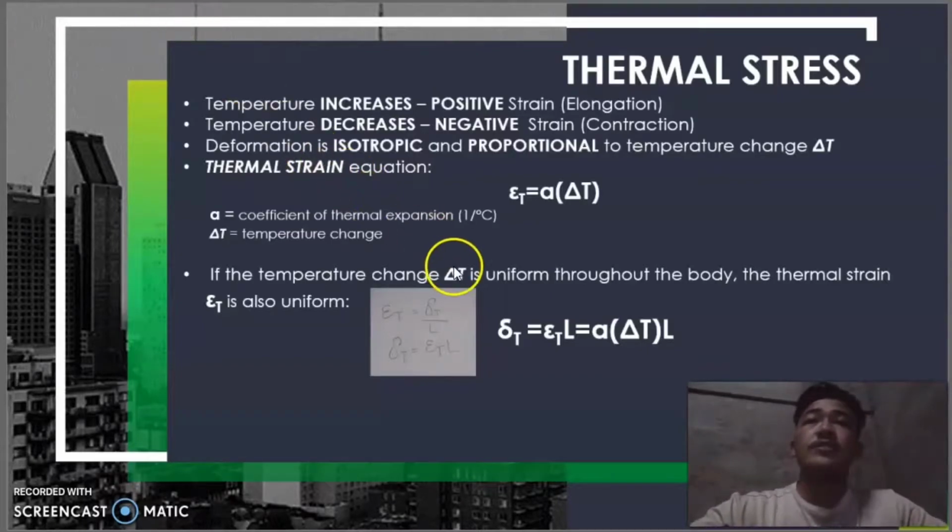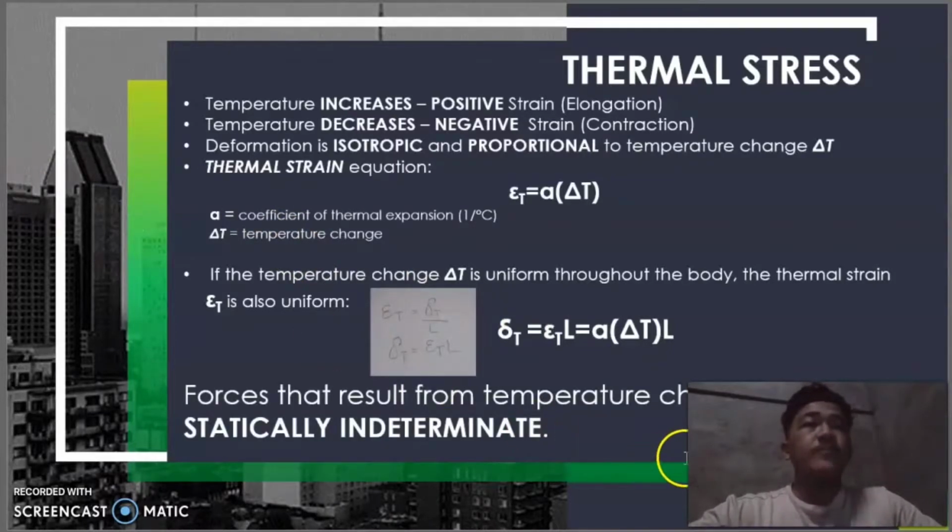That's why we can equate thermal strain as epsilon T is equal to alpha, which is the coefficient of thermal expansion, multiplied by delta T, which is the temperature change. If the temperature change is uniform throughout the body, it also means that the thermal strain is uniform. Since strain is equal to the deformation delta T per the value of any dimension L, deformation delta T is equal to the strain multiplied by L, which we can also expand to alpha times delta T times L.